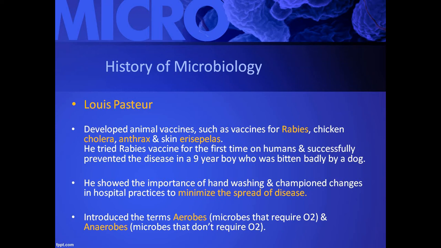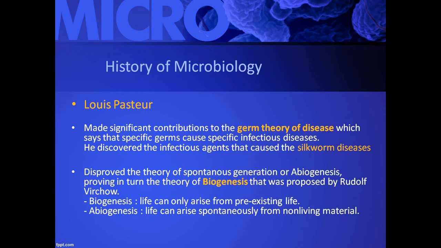He showed the importance of hand washing and championed changes in hospital practices to minimize the spread of disease. So he is a chemist, but he advised physicians of the importance of hand washing, and he minimized by that the spread of disease. He introduced the terms aerobes and anaerobes. Aerobes are the microbes that require oxygen for survival. Anaerobes are those that don't require oxygen for survival. Louis Pasteur also made significant contributions to the germ theory of disease, which says that specific germs cause specific infectious diseases.